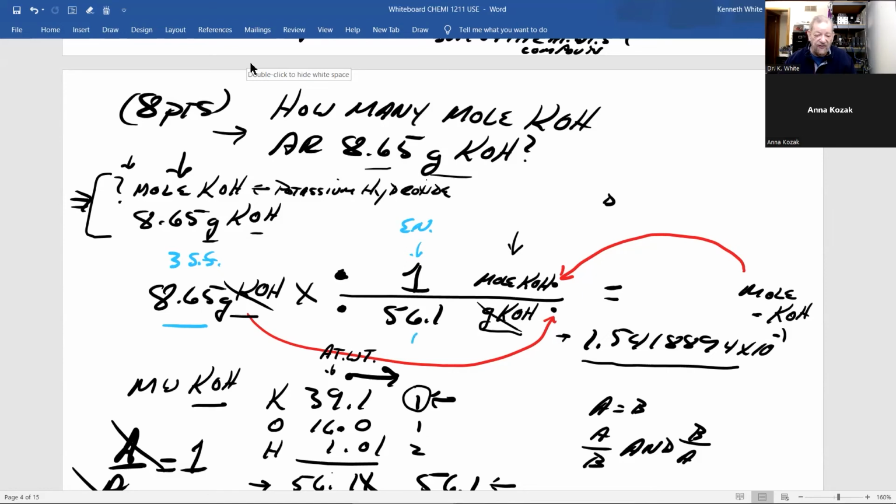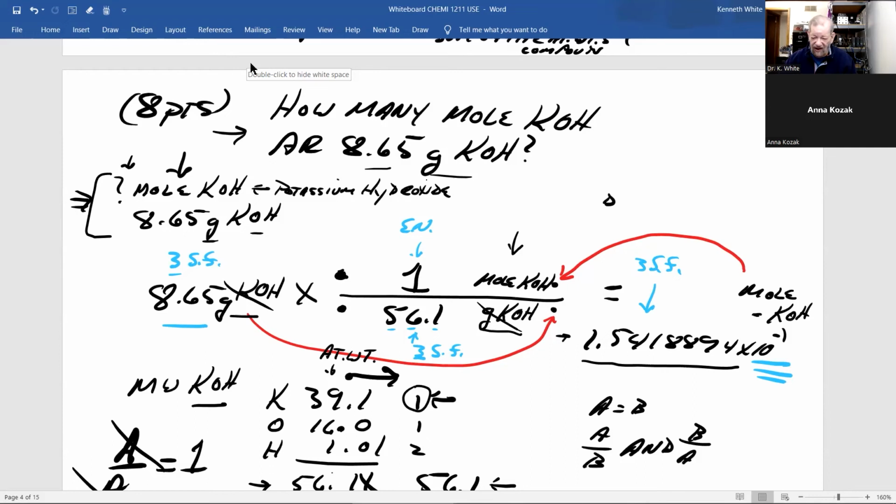Now, 56.5, all non-zero numbers are significant, and there are three of them. So what's the lowest number? Well, they're both the same, 3. So now you have to round this off to 3 significant figures. When you round off, you never change the 10 to whatever power. That always stays the same.